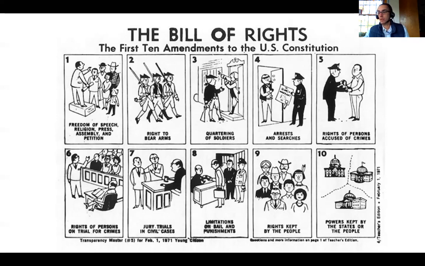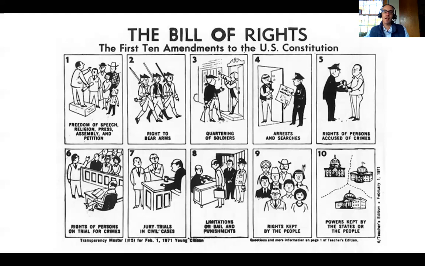Seventh Amendment, jury trials in civil cases. If you're going to sue somebody for money, it's in front of a jury. Eighth Amendment, limitations on bail and punishments. If somebody speeds in their car, you can't kill them, you can't execute them, right? So the punishment has to fit the crime. That's the Eighth Amendment. Ninth Amendment, 10th Amendment, a little bit different.